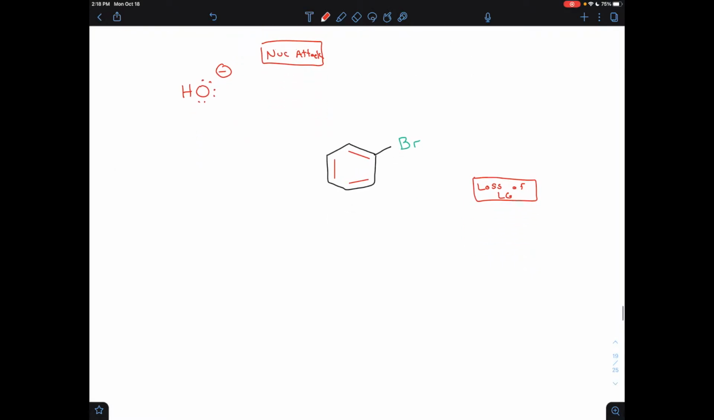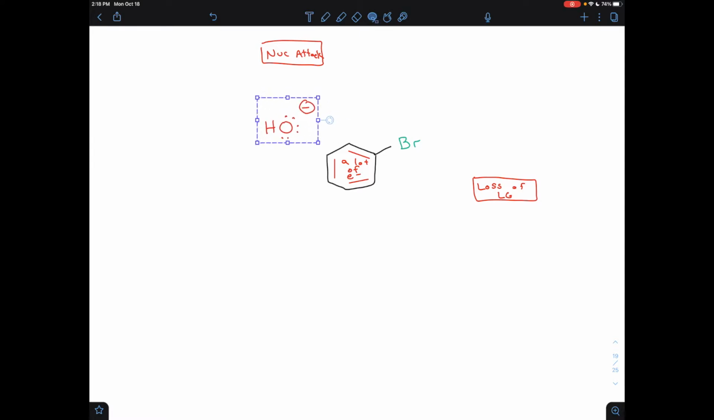If you think about it, if you look at this, in order for this reaction to happen, the OH has to get close to the carbon that has the leaving group on it. But because the leaving group is on a benzene ring, you have a lot of electrons there. You have 2, 4, 6 pi electrons. That's a lot of electrons in that ring.